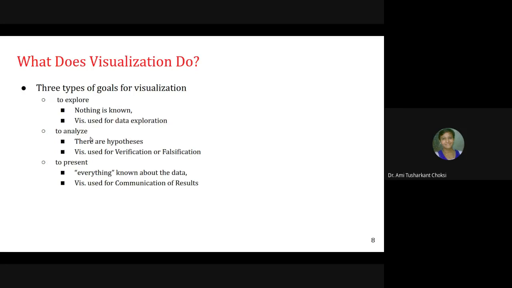But the second step is only to analyze. The third step, the third type of goal, is to present. Everything about the data is presented, and that is used for communication of results. And that we can see pictorially, right? That is what visualization does.